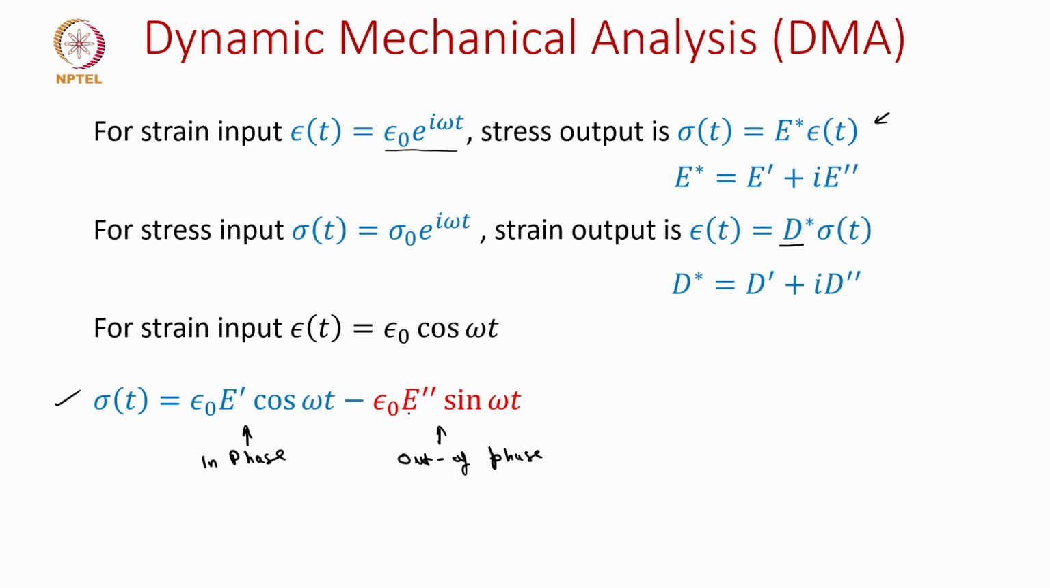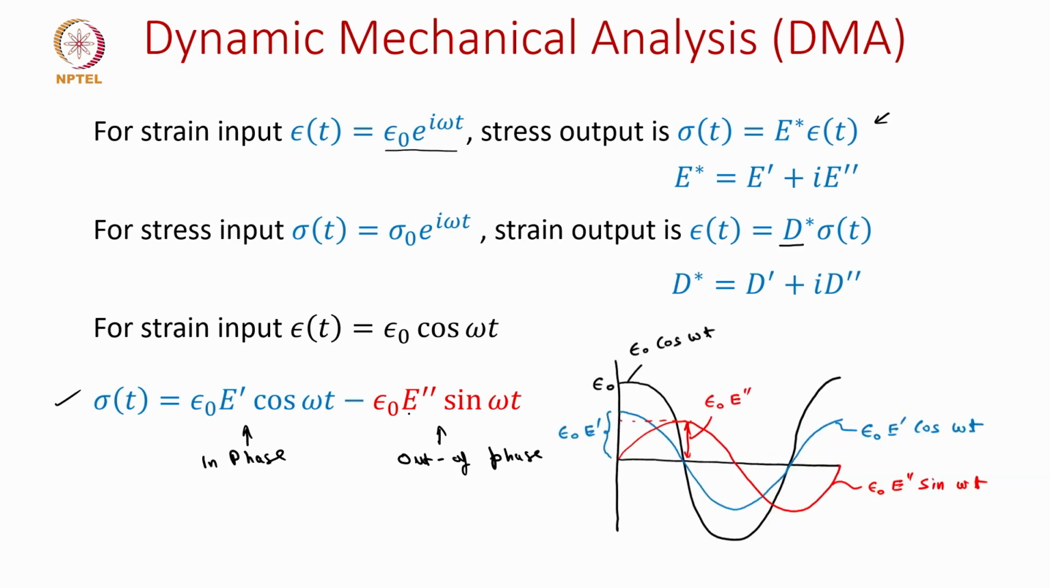We also showed with a pictorial how we can see the input, which is this cos term, written as a summation of two responses, one in phase and the other out of phase. The blue one here is the in phase and the red one here is the out of phase component.